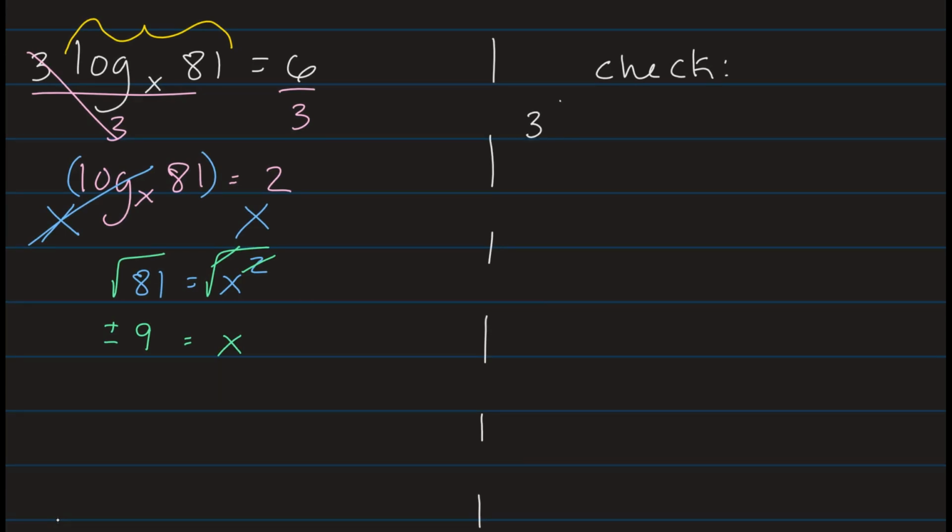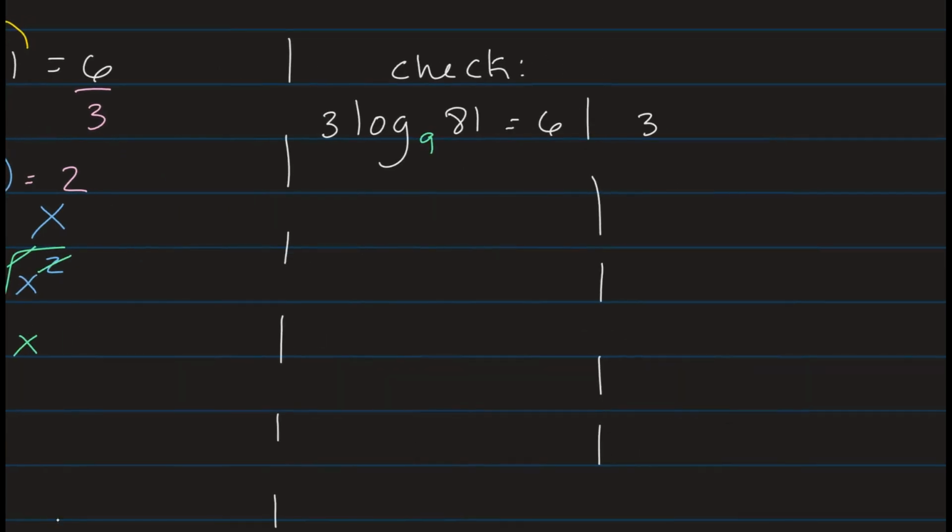So I have 3 times log base 9 of 81 is equal to 6. And I also must check the other solution of 3 times log base negative 9 of 81 is equal to 6. So I'll do the positive 9 first. I must evaluate this log. My argument is already one term, so I can just go ahead and evaluate it.